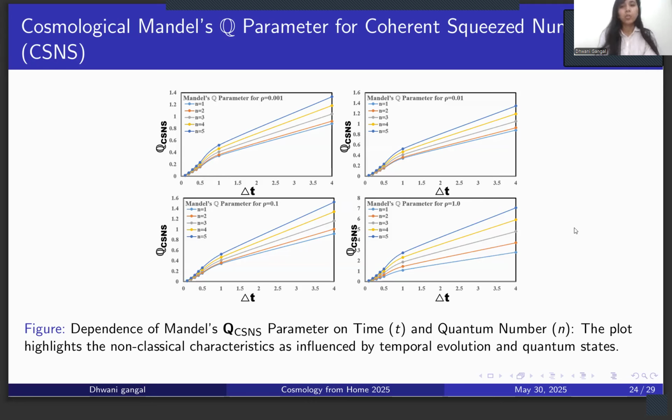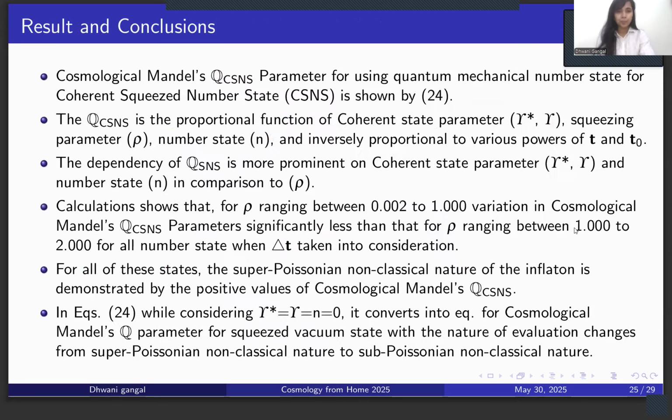In the next graph, we are taking rho equal to 0.01, and in the next, rho equal to 0.1. In the next graph, rho is 1. So we can take any value of rho less than 1, or rho equal to 1. In this 2D graph, if we plot between delta t and Q CSNS, we will get different values of Mandel's Q parameter.